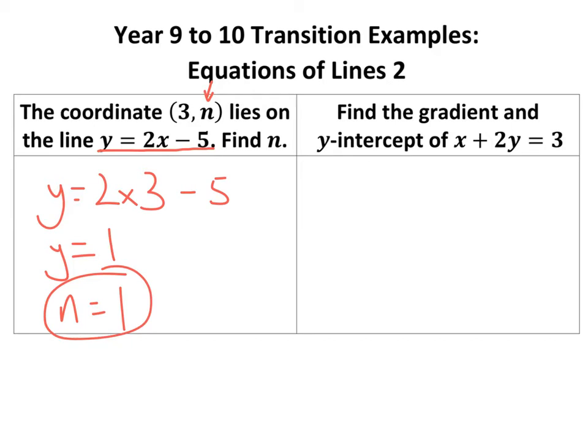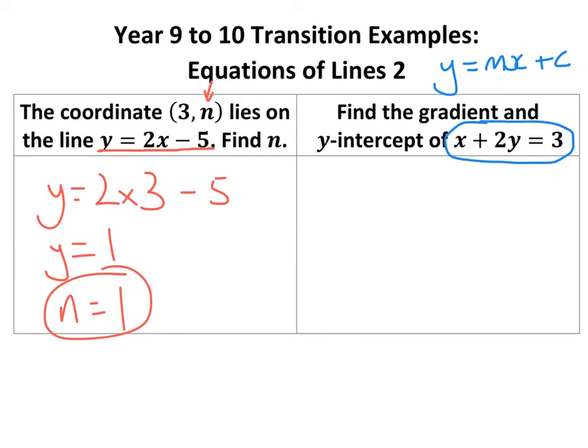Now then, the second one's a little bit trickier, but only a little bit trickier. It says find the gradient and y-intercept of x plus 2y equals 3. Now, you can't tell very easily, I mean you can once you get good at this, and some of you might be already, until you rearrange the equation to get it into the form y equals mx plus c. Some different countries use a different letter for the c, but ultimately that's the equation of a straight line. And we've got this at the moment, and we can't have that.